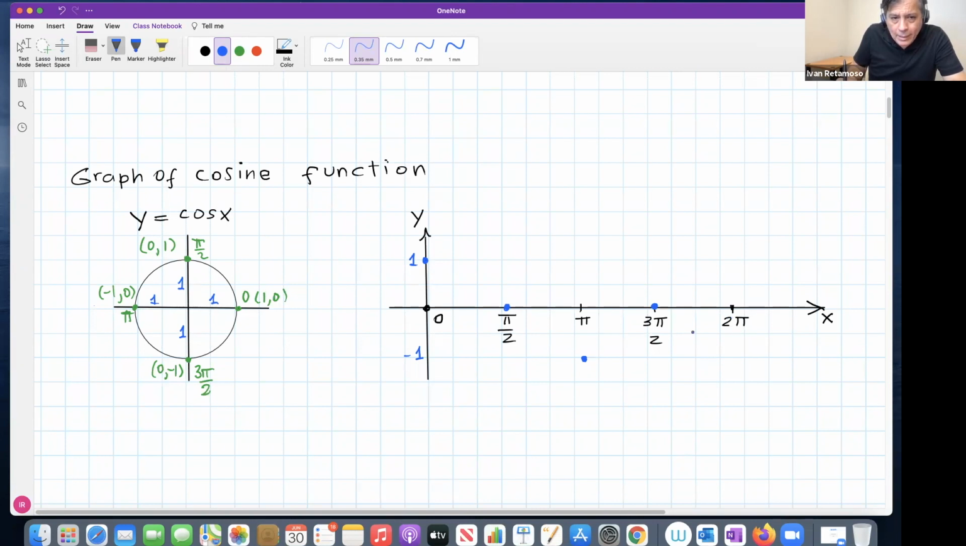And finally, 2 pi. If you continue traveling counterclockwise, you go back to 0. This is 2 pi, coterminal with 0 radians. The coordinates are 1, 0. So for cosine, you look at the first coordinate, which is 1. So cosine of 2 pi should be 1. So up here at this level, 1 there.